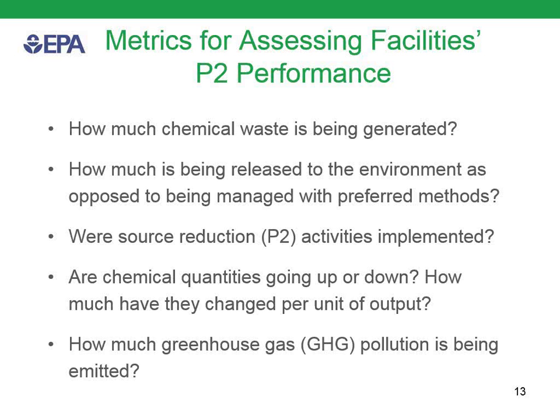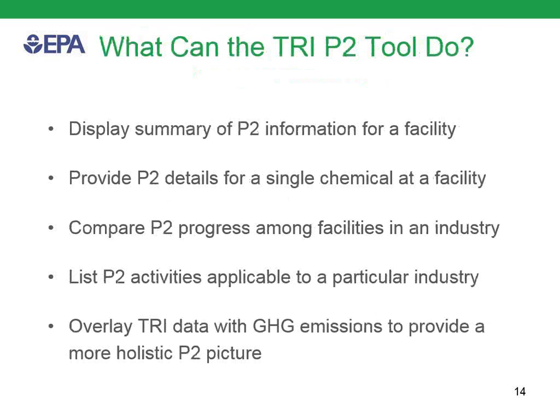How much do chemical quantities change per unit of output? That's another thing that TRI can tell you. If quantities are going up, but production is rising at a faster rate, then that doesn't mean that the facility is doing anything wrong. It's just another way of looking at the data. And finally, how much greenhouse gas pollution is being emitted? That's not something that's reported to TRI, but many TRI facilities also report to EPA's greenhouse gas reporting program. So if you're looking for a more holistic picture of who's doing better and who's doing worse, that's another important metric that you might want to bring in.